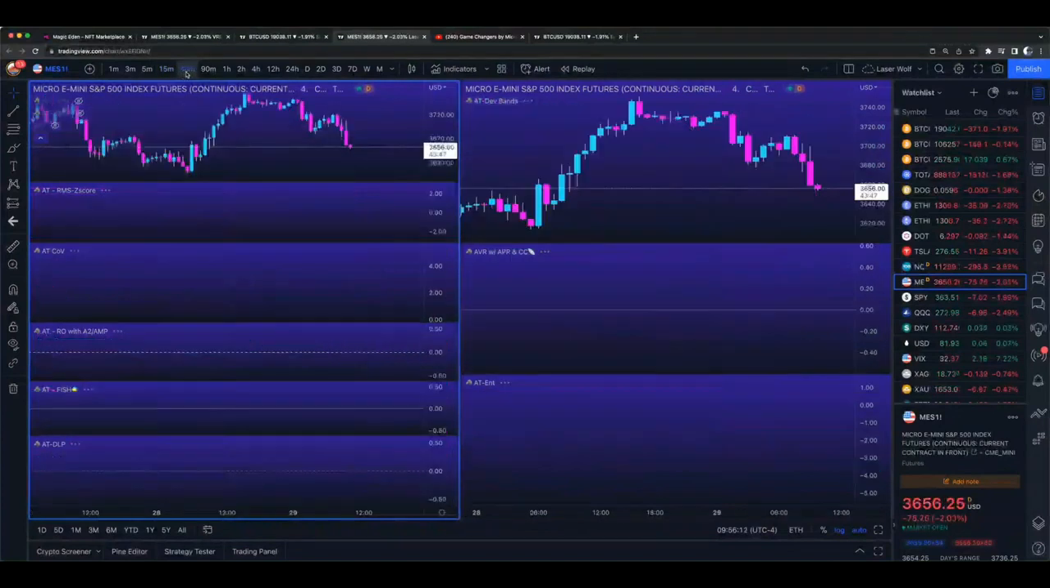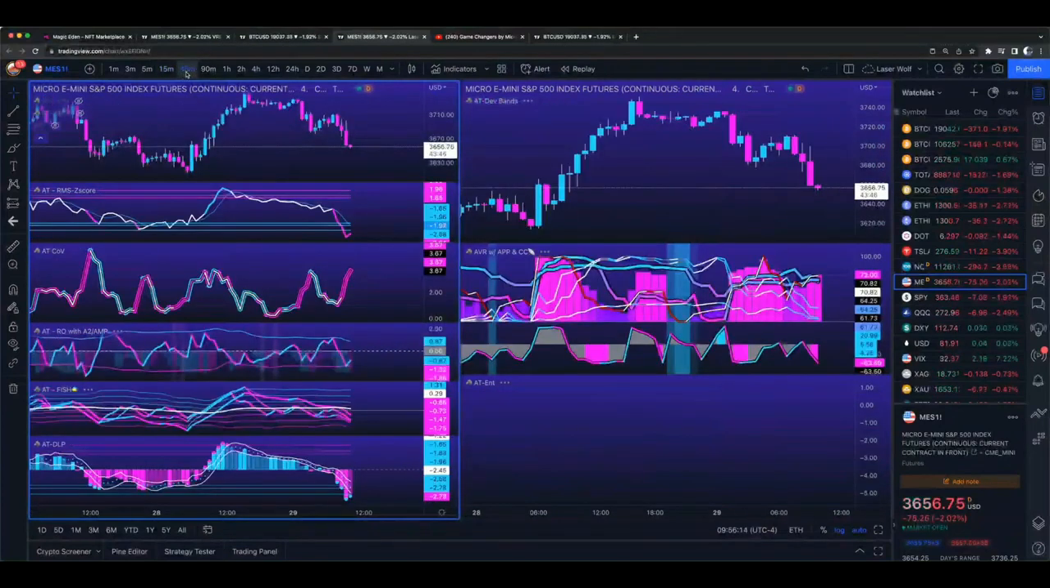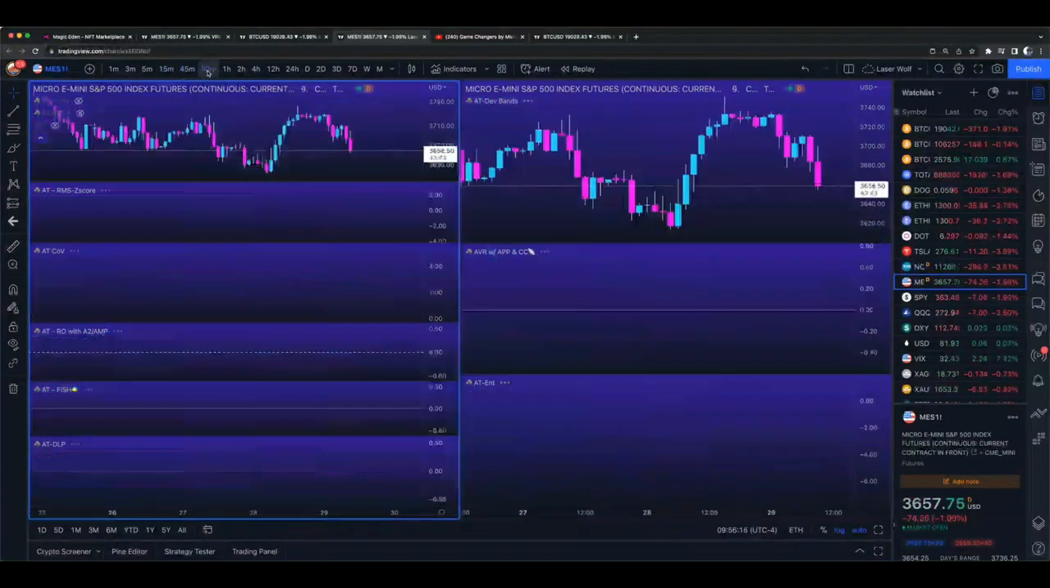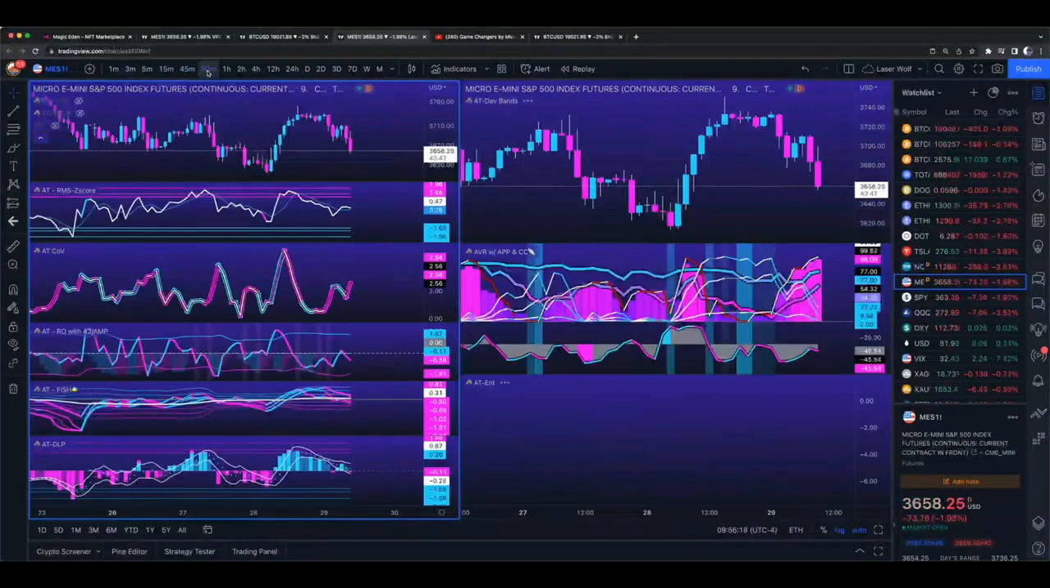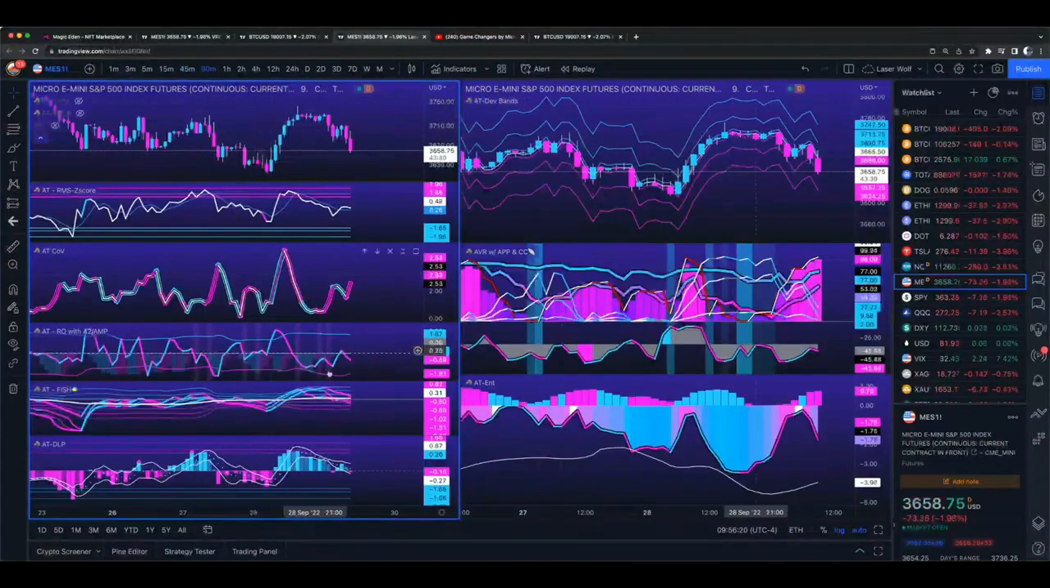Absolutely not. 45, setting up. Nope. Drop too low. 90. Yeah, could be. 90 setting up a little bit. I don't like the fishers though.